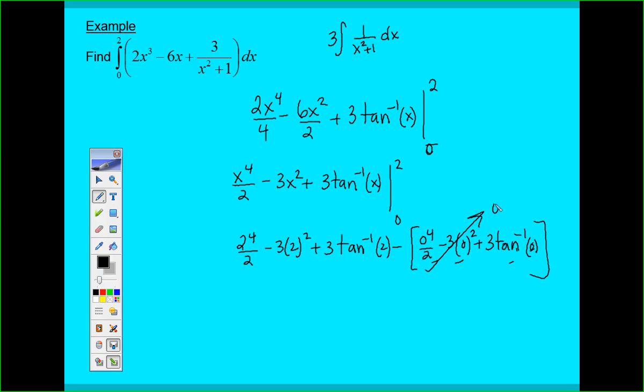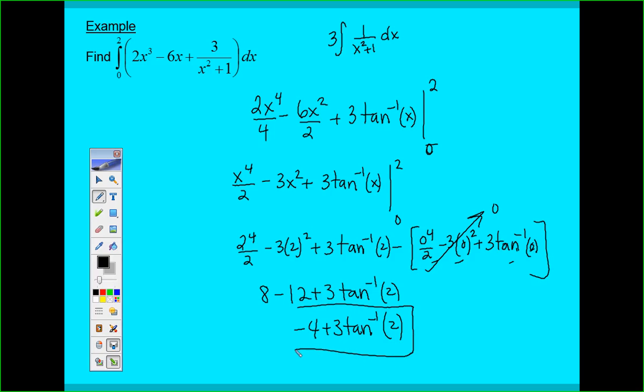So we're left with 2 to the fourth divided by 2, which is 8, minus 3 times 4, plus 3 times the tangent inverse of 2. So we would have negative 4 plus 3 times the tangent inverse of 2. You could find what is the tangent inverse of 2, put it into its decimal approximation, but I'm leaving this as the exact value. So that's our answer here.